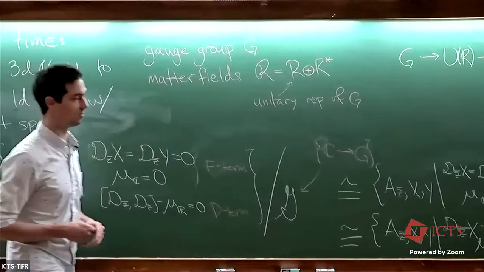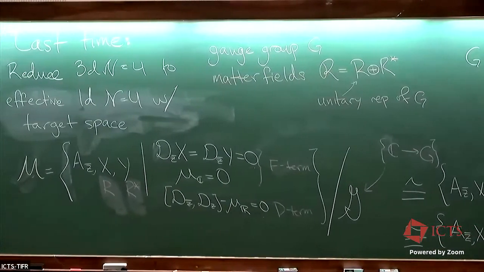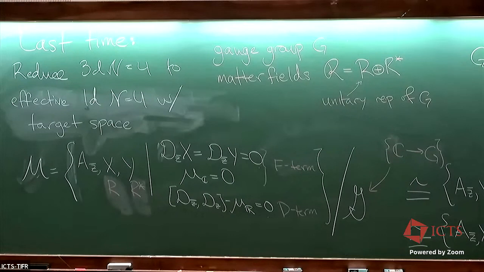Today, I wanted to take this perspective and illustrate how we can extract from this effective 1D theory a category of extended operators in our three-dimensional theory. So before I get into that, I wanted to first explain how to get a category out of a topological field theory. So that's going to be the first thing for today.